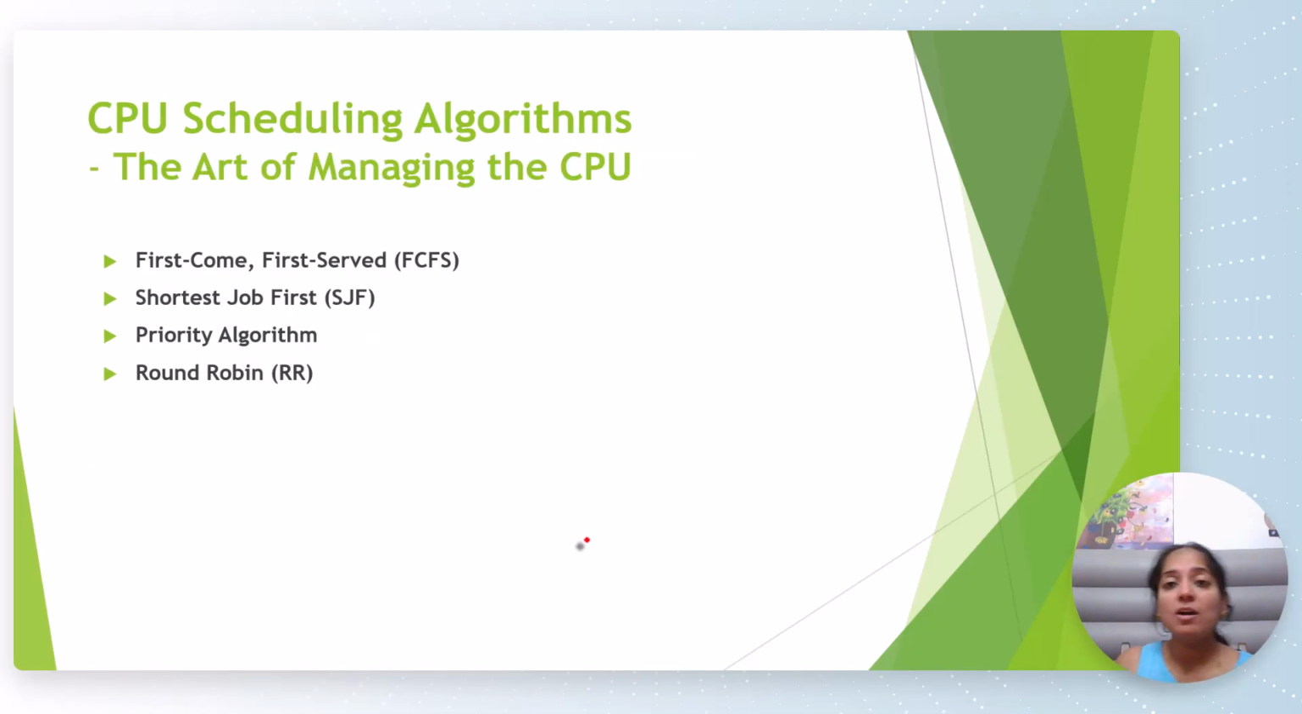So let's talk about CPU scheduling algorithms. We said that the operating system scheduler decides which process will be executed by the CPU. Now how does this decision take place? There are several scheduling algorithms like first come first serve, which we call FCFS, shortest job first, SJF, priority algorithm, round robin. One more we have is SRTF, shortest remaining time first.